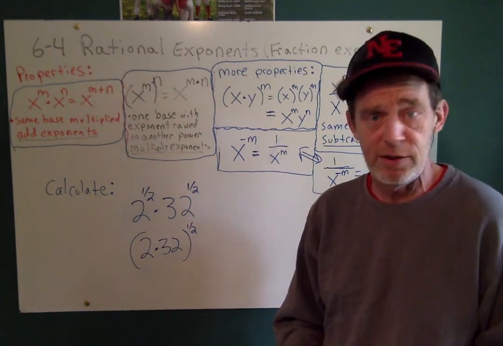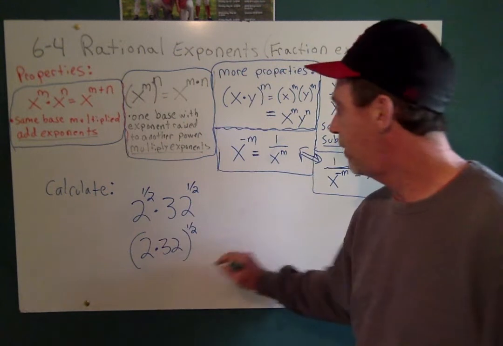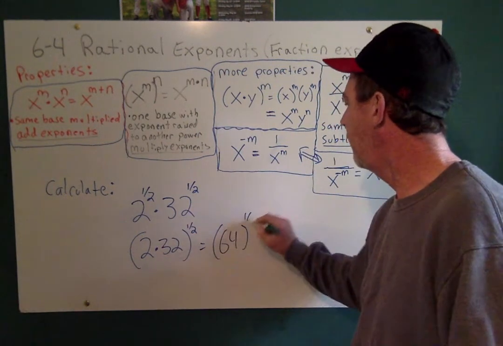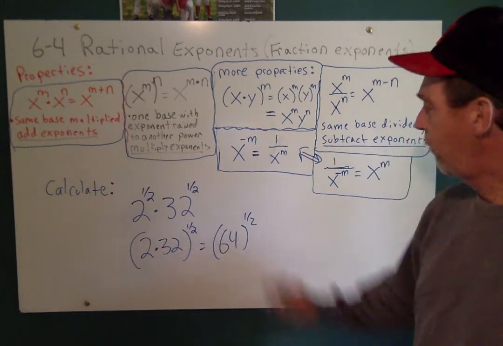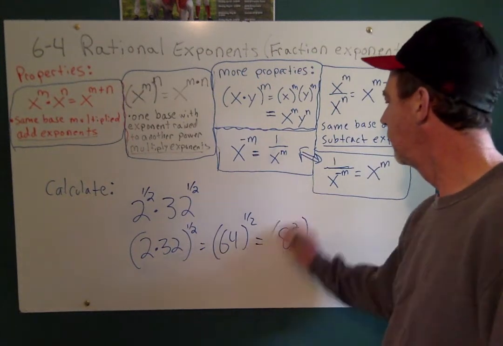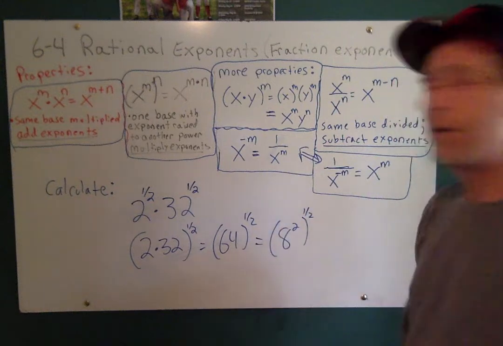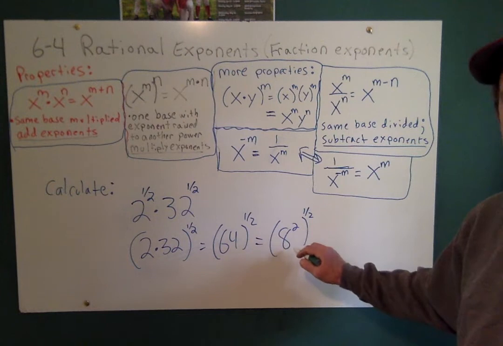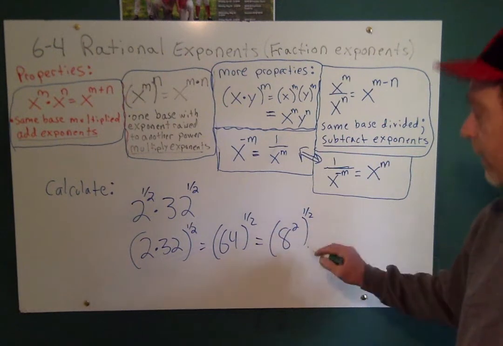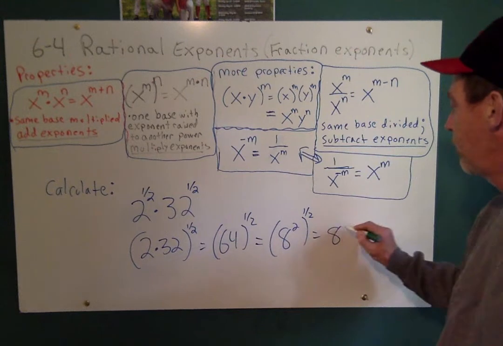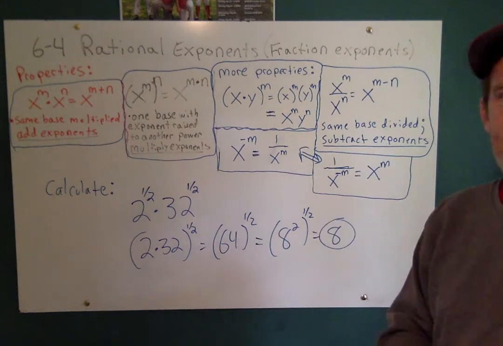There's no addition signs. This is 64 to the 1/2 power. That, of course, is 8 to the second to the 1/2 power. Notice I didn't change the 1/2. I was dealing with the 64, changing that, not the power outside. And then multiply. 2 times 1/2 is 2 over 2, or 8 to the first. Just 8.